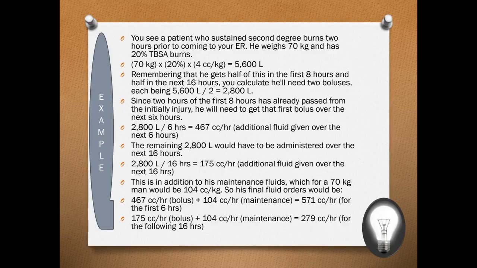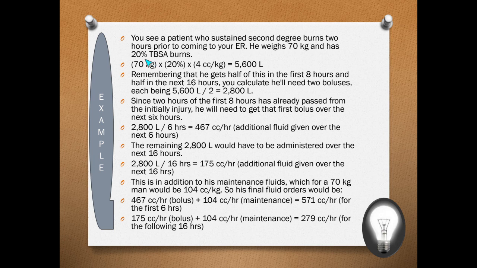Okay, we'll go back to the example. Here it says you see a patient who sustained second degree burns, 2 hours prior to coming to your ER. He weighs 70 kg and has 20% total body surface area burn. The patient weighs 70 kg and the burn extent is 20%.